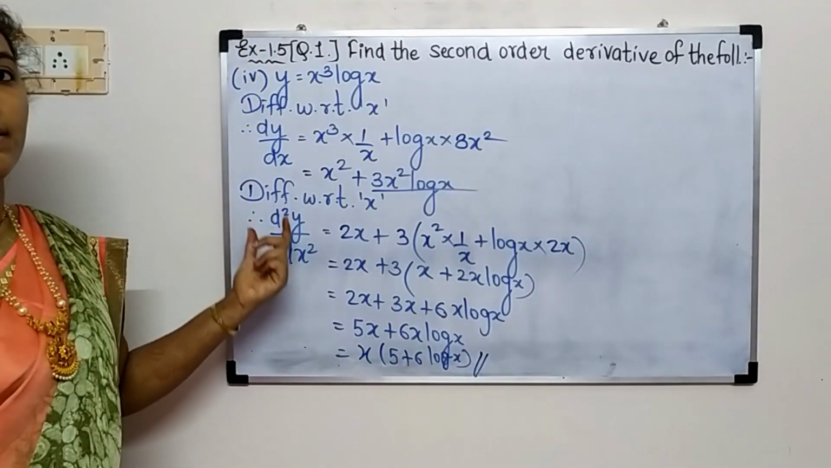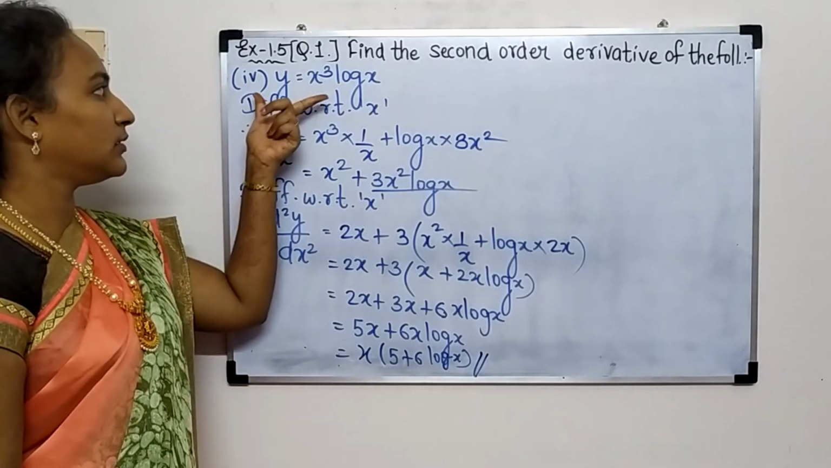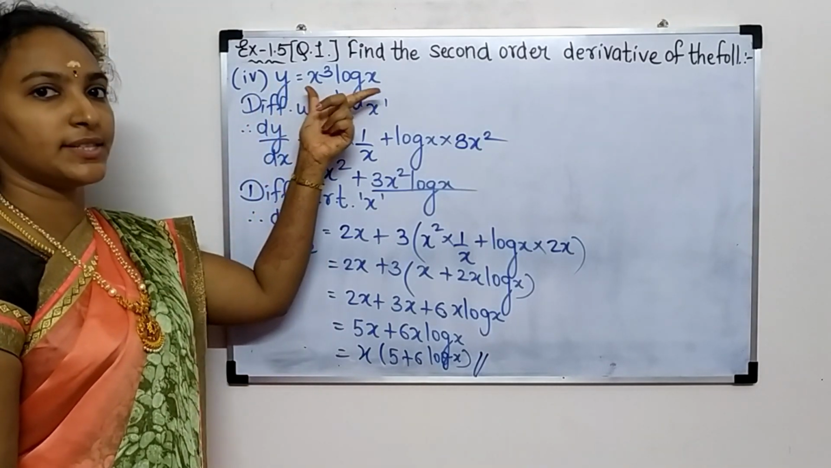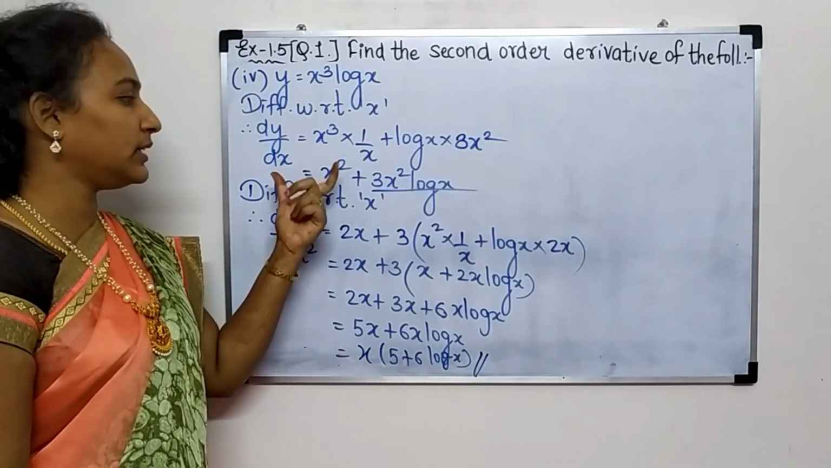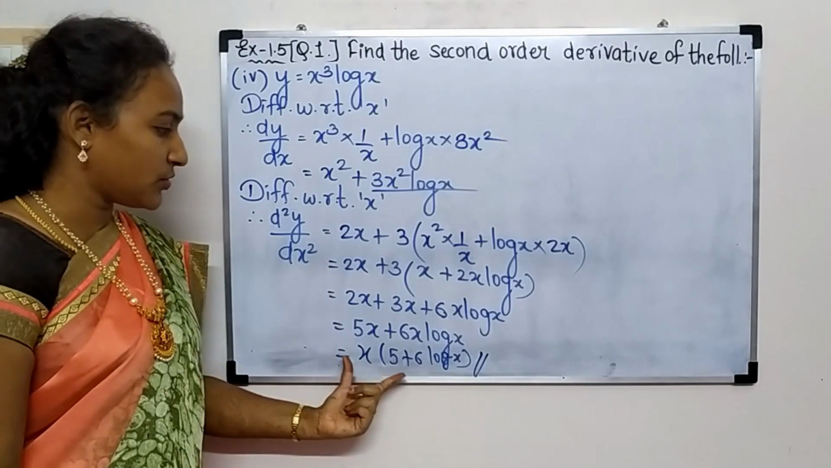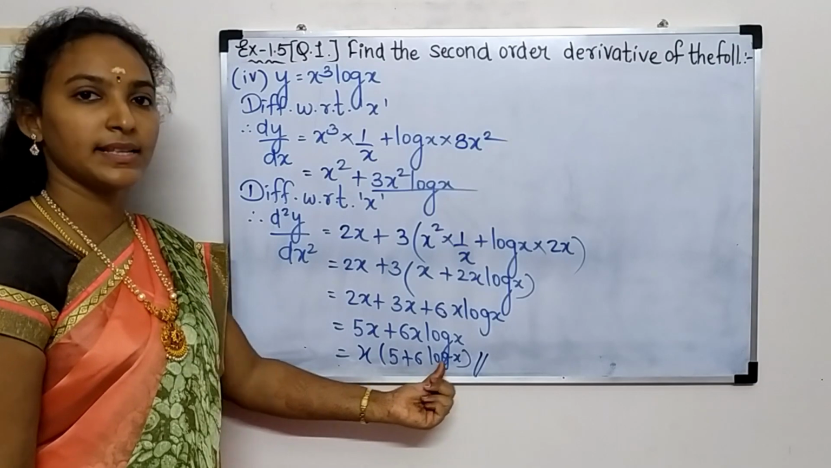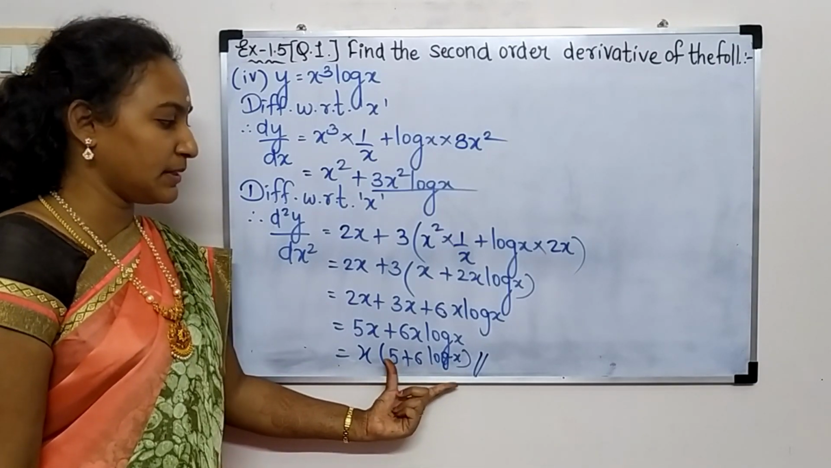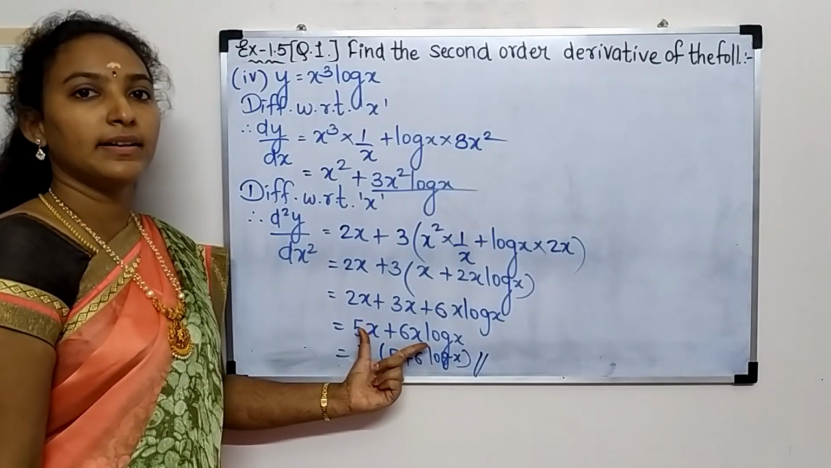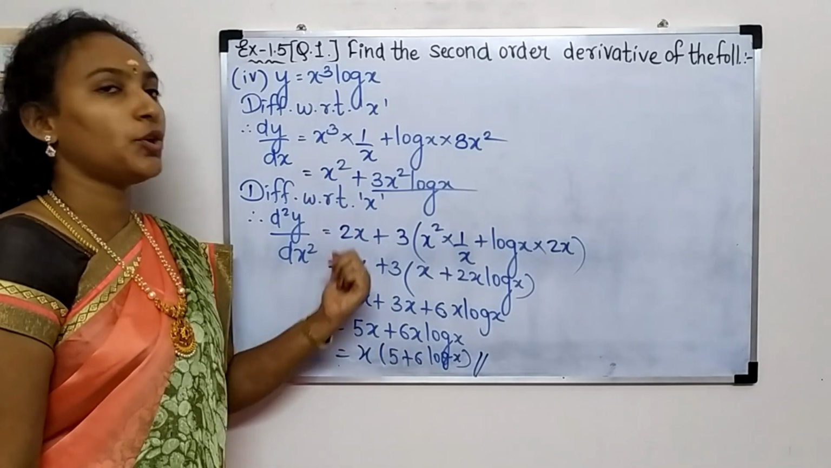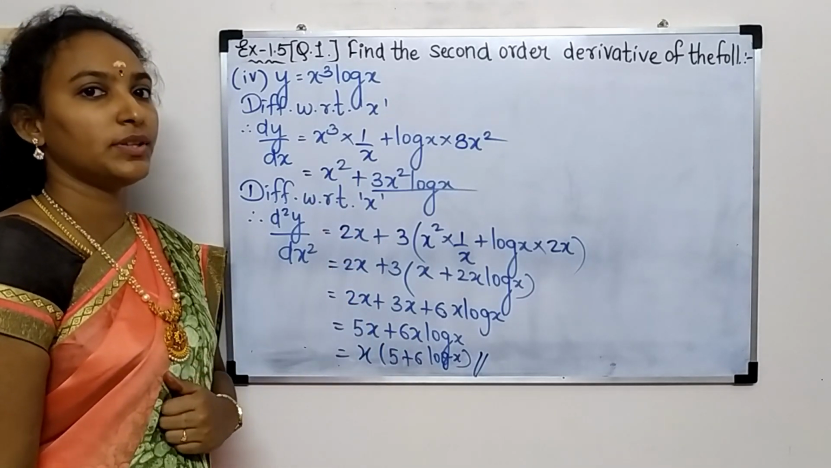Yes, a very simple solution. The question was y equal to x³ log x. We use product rule, differentiated twice. So the answer is x into 5 plus 6 log x. This is a simplification. Here we have taken x common. Okay. So hope you understood this. Now we can move on to question number 5.